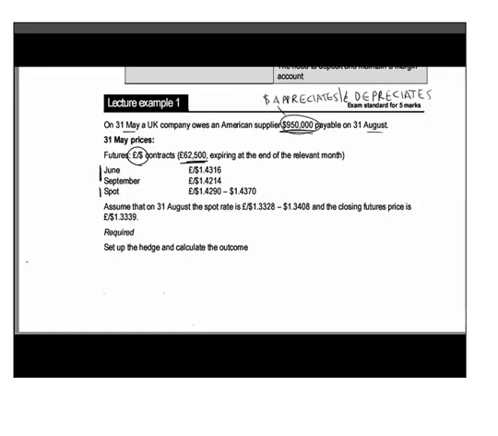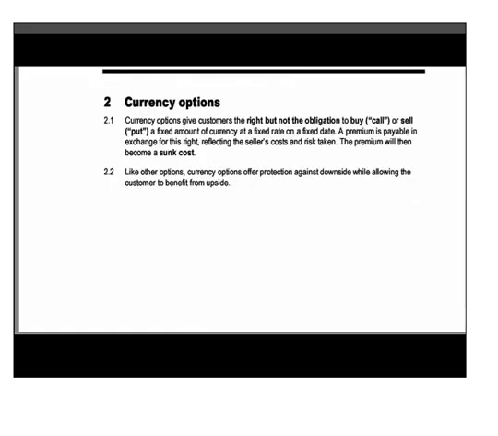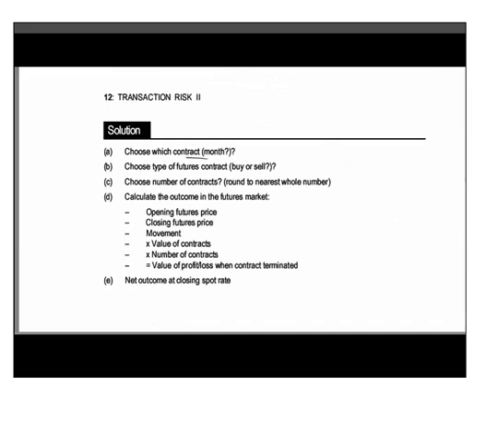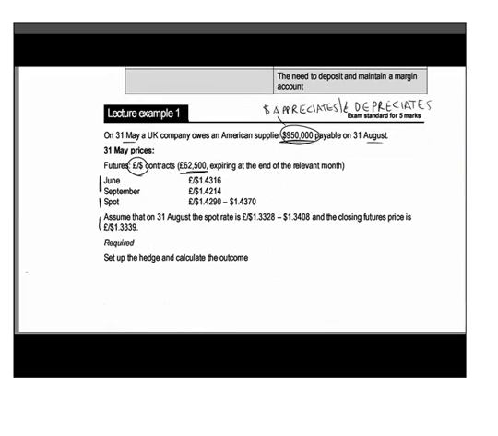So, taking this step by step, the first decision we need to make is which contract we're going to use. Well, we're going to be making our payment in August, so there's no good using the June contract because that will already have expired by the time we reach August, and we won't have any cover. So we're going to go for the September contract because that will still be in place at the end of August. So which contract are we going to use? We're going to use the September contract.